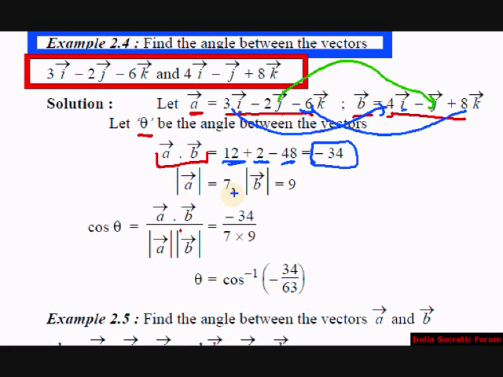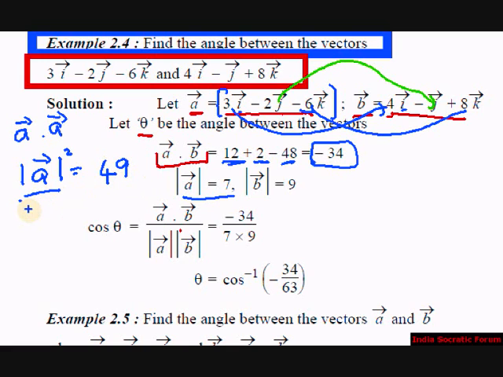Modulus of A vector equal to 7. We know how we arrived at that one. We have to find A vector dot A vector, that is equal to modulus of A vector the whole square. So square of the same vector. So 3 3s are 9, 2 minus 2s are 4, plus 36, 13 plus 36 is equal to 49, right? So then the square root of this is what? Square root of 49, that is going to be 7.